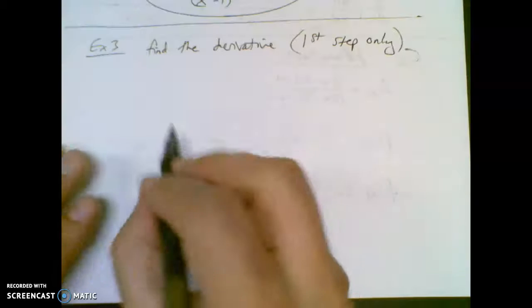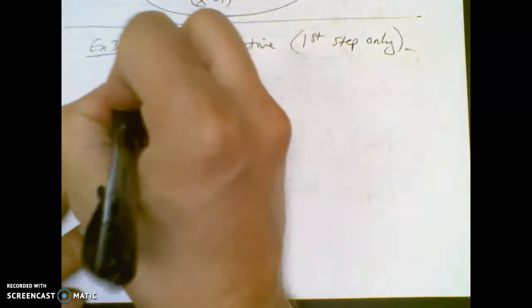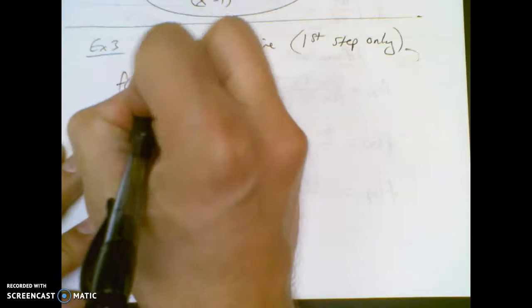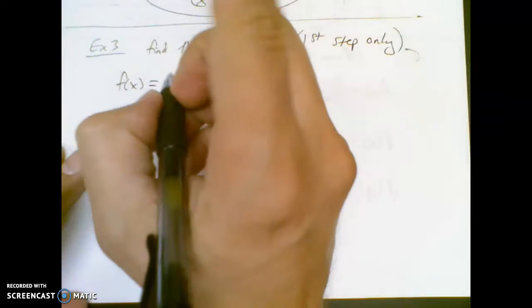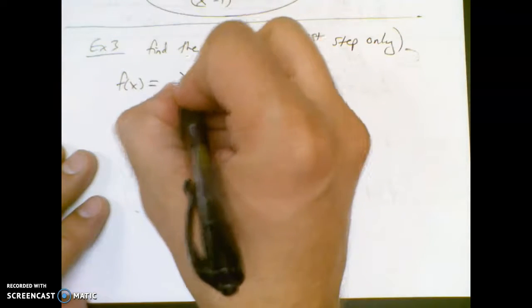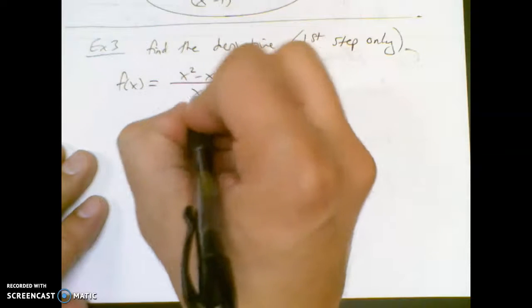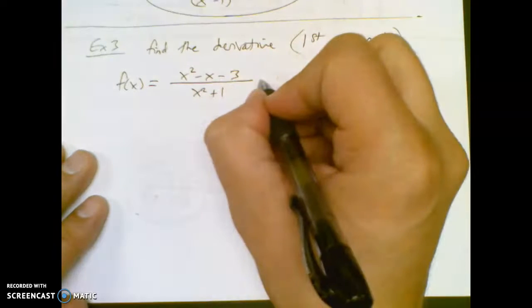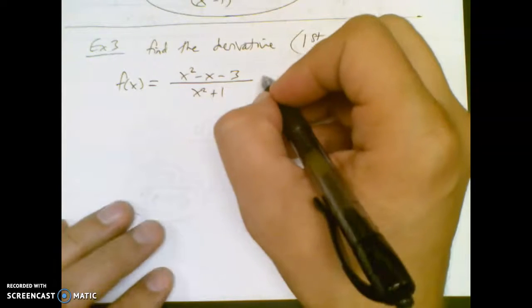Let's try another one. All right, so sometimes I'll write directions, find the derivative first step only. That means I don't want you to go through all the steps of simplifying because they're not always necessary. Here is a problem that you could do a much harder way. I call them combo problems, or you could do it an easier way. Work smarter, not harder.